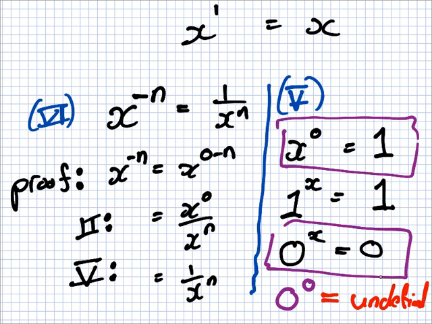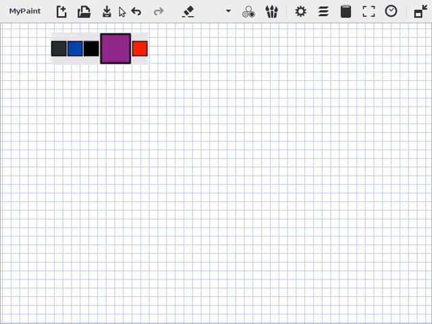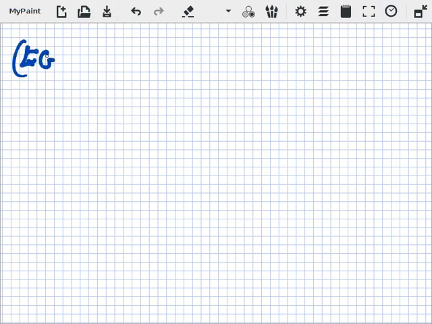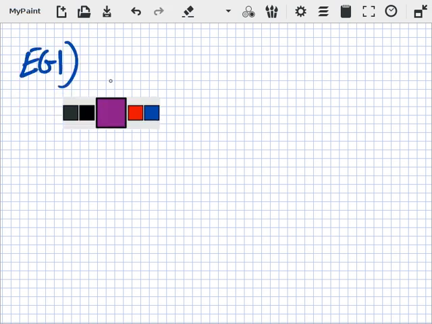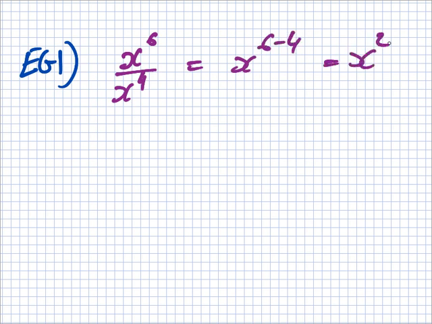Alright, let's continue now. Let's have a look at some examples. Example 1. Just some simple examples to get started. We'll say x^6 over x^4. What does that simplify to? Well, that's x^(6 minus 4), which is x squared. So a simple example to get started.